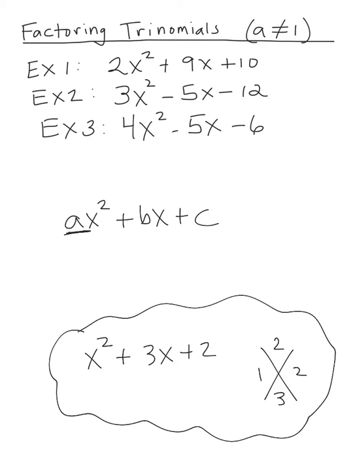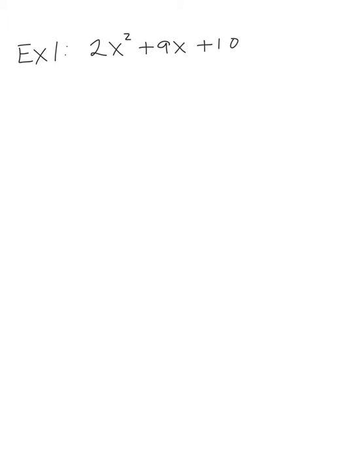All right, so this method where we multiply to the last, add to the middle, only works if the coefficient of x squared is 1. Let me show you some examples where that leading coefficient is not 1. In this example, I'm going to show 2x squared plus 9x plus 10 and how to factor that. The idea with factoring is we're trying to figure out what binomials would multiply together to give me 2x squared plus 9x plus 10. So we're going backwards of foiling.